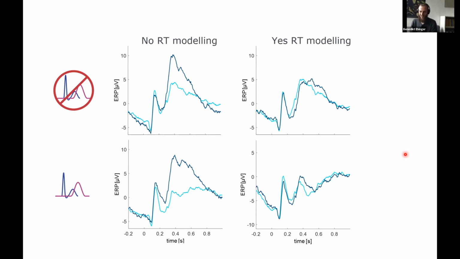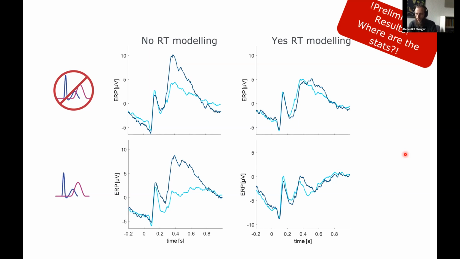And yeah, I don't show it here, but there is still an effect of target and distractor time locked to the button press, but it's not time locked in this case to the stimulus onset. Well, okay, preliminary results, we have to do many checks. Where are the statistics? This is not statistically tested yet. I want to test it on other data sets and see how it generalizes.